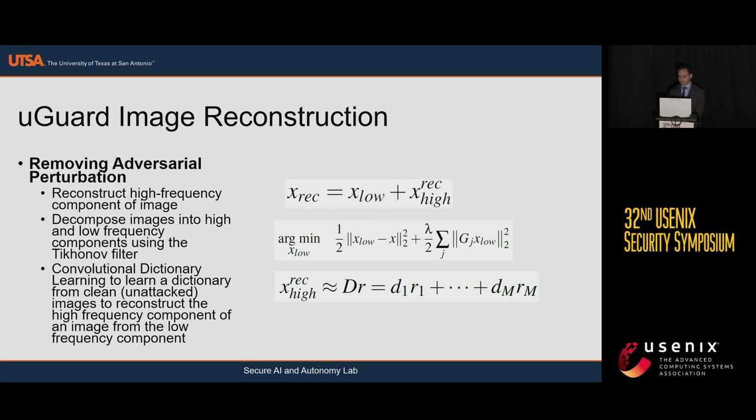To further enhance the robustness of our system, we also perform a reconstruction of the image to remove adversarial perturbation. We accomplish this by decomposing an image into its high and low frequency components. We then use convolutional dictionary learning to learn a dictionary to construct the high frequency component of an image given its low frequency component.